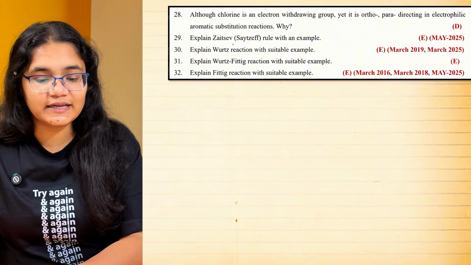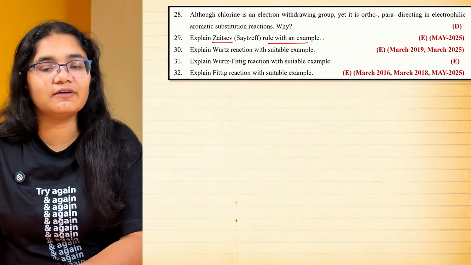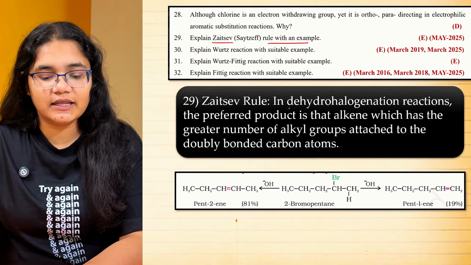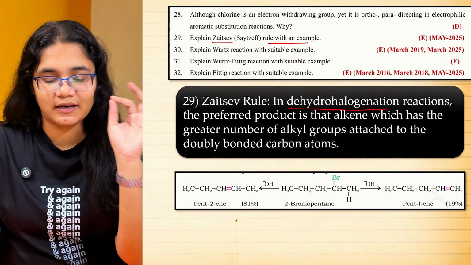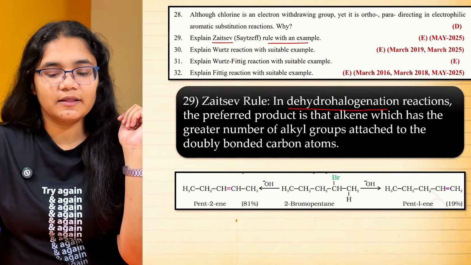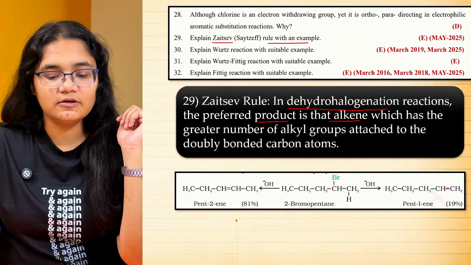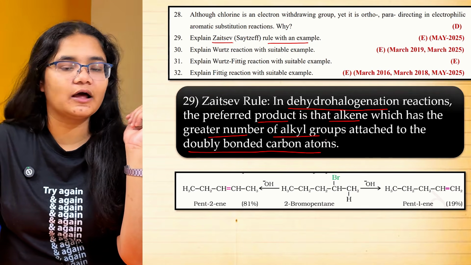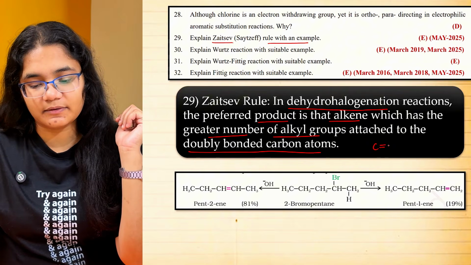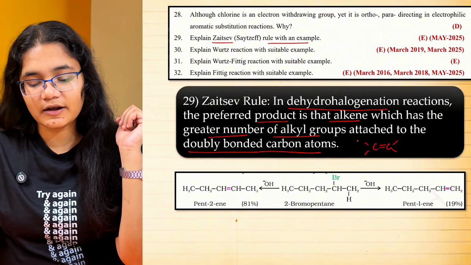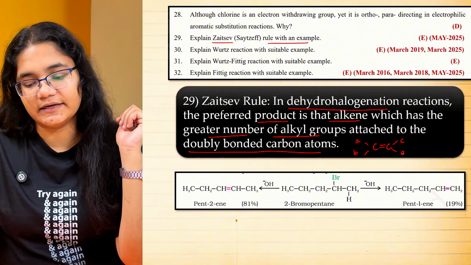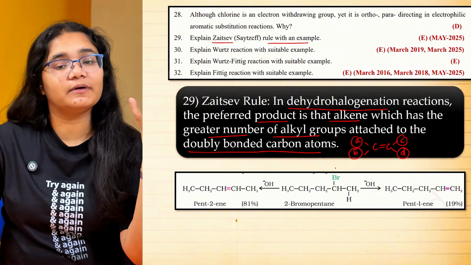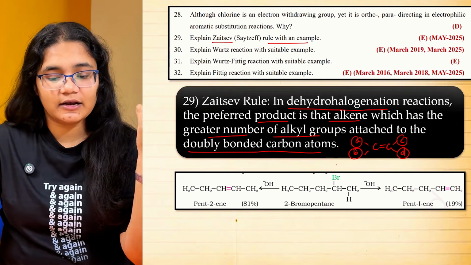Next, what is Saytzeff rule? This is important. We have already discussed this in the lecture. So when you have dehydrohalogenation, you're removing one halogen and one hydrogen, the preferred product is that alkene which has the greater number of alkyl groups attached to the doubly bonded carbon atoms. Now see, you have these doubly bonded carbon atoms. In these groups A, B, C, D, if we have more number of carbons, then it is more stable. Now let me explain with an example.